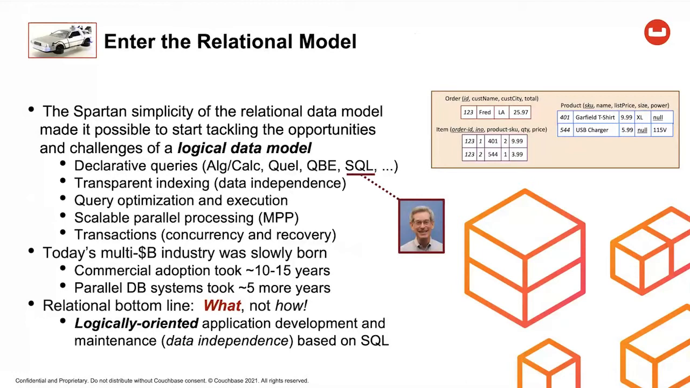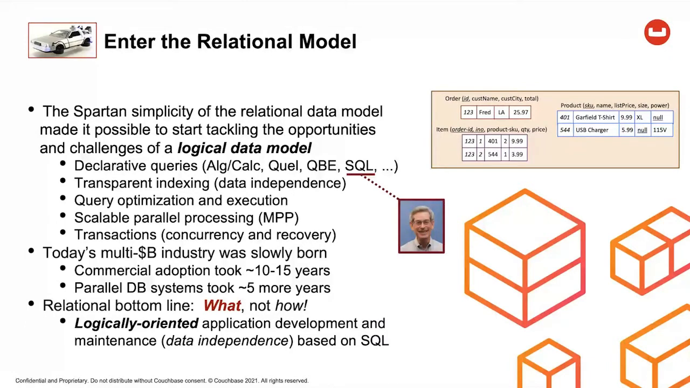What came with relational databases were transparent indexing and transparent decisions as to how you want to join tables together. And so, as we'll see, we got what's called data independence. You would write your application based on your logical data. So in this case, we have orders and items and products, and we can think about just having those tables, and we can talk about them in queries without knowing what's under the hood. The system would provide query optimization and execution.